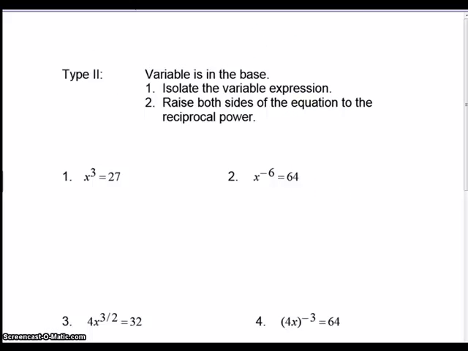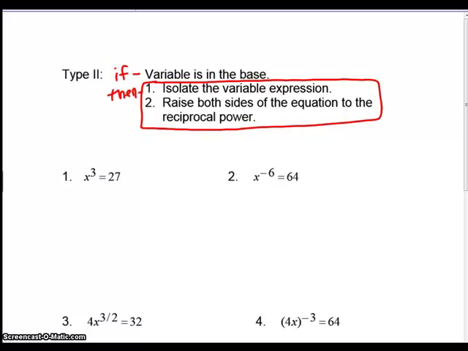Type 2 is if the variable is in the base. If the variable is in the base, then you're going to isolate the variable expression and raise both sides of the equation to the reciprocal power.